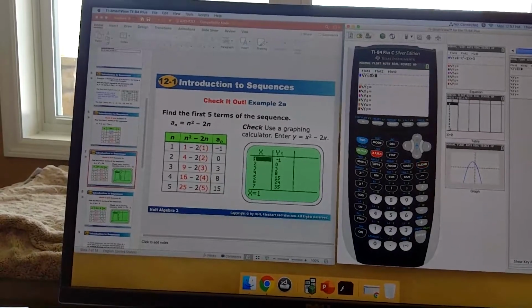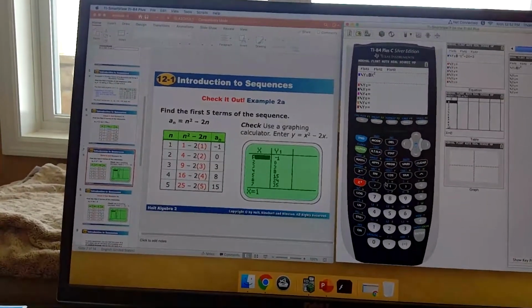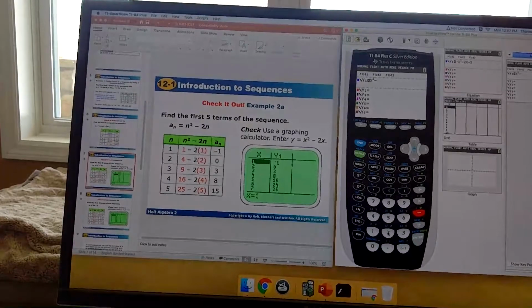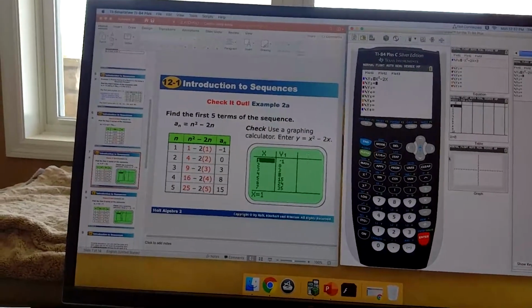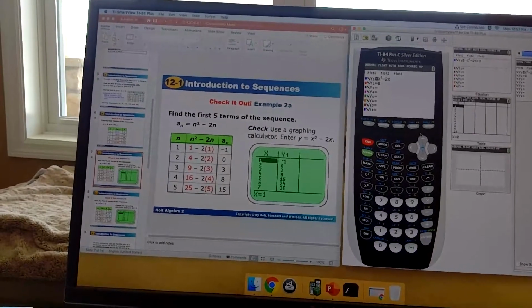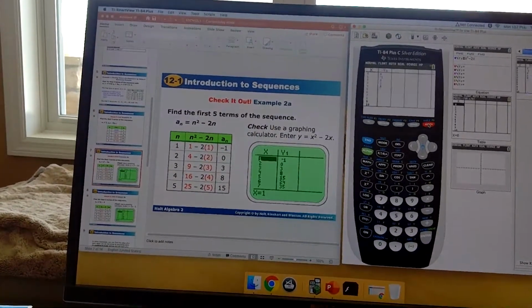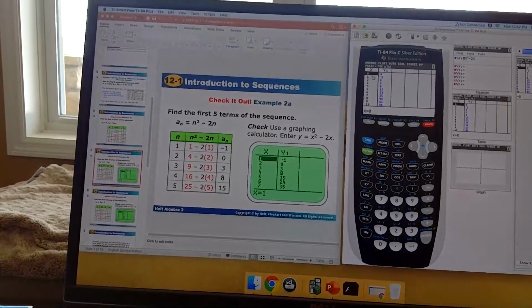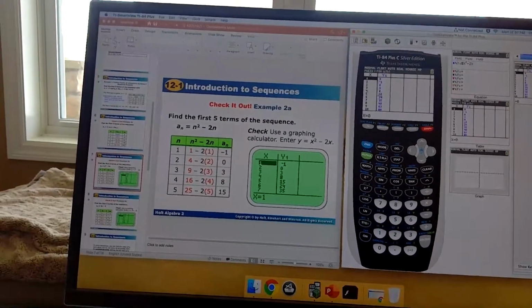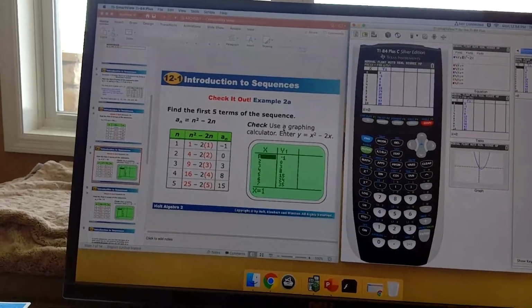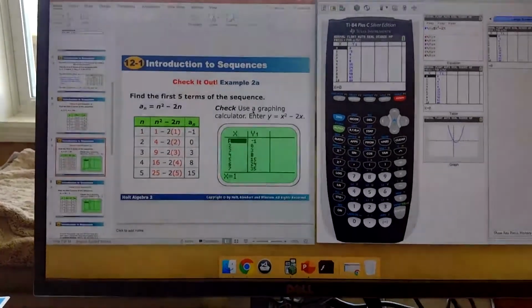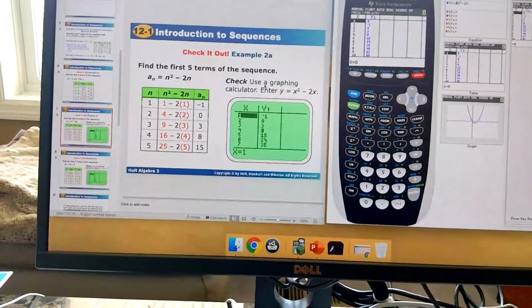Obviously use x's instead, x squared. And then let's go minus 2x. And in this case, we can just go ahead and hit enter, and then we're going to make a table. Second table, and there we go. So there's our first term, second term, third term, fourth term, fifth term, just like they have in the table here. So again, we want to use that whenever we're using explicit rules, where we're not given recursive equations.